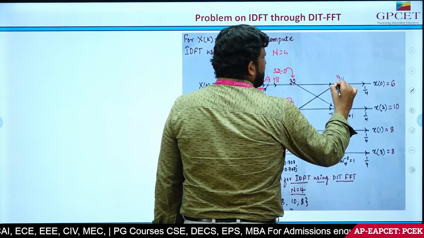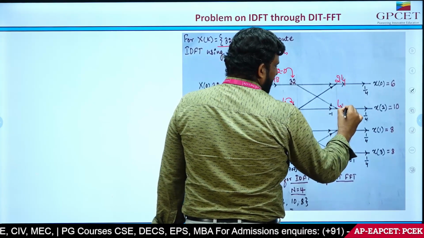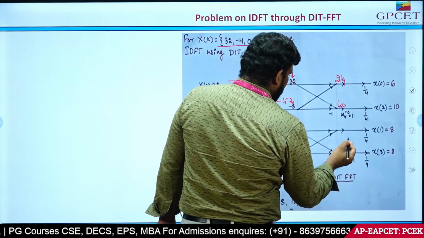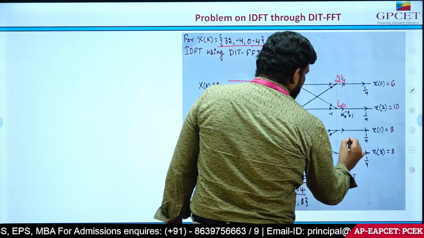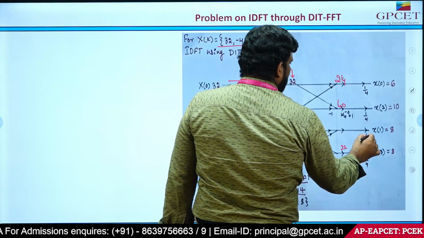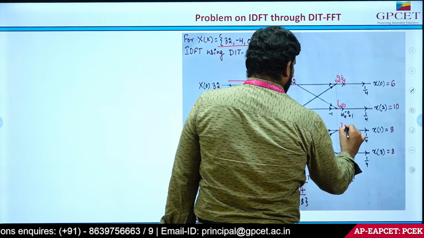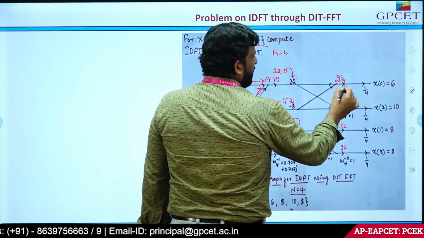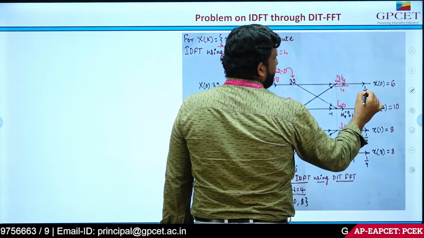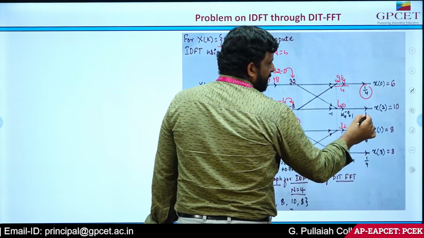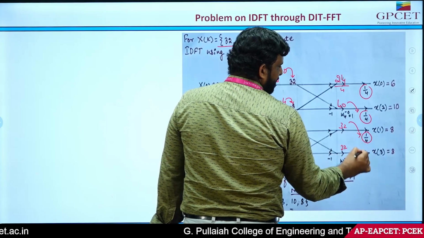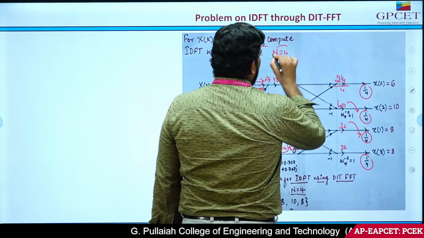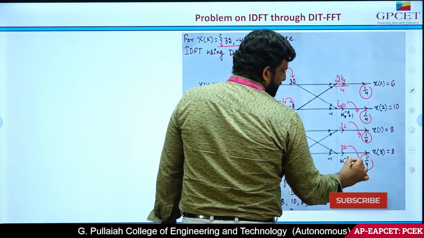And after doing the equations, I got 24, 40, and here I am going to get 32. Here also I am going to get 32. So after getting that, 24 divided by 4. See, I am multiplying this with 1 by N. I am multiplying the answer with 1 by 4. Why? Because N is equal to 4 now.